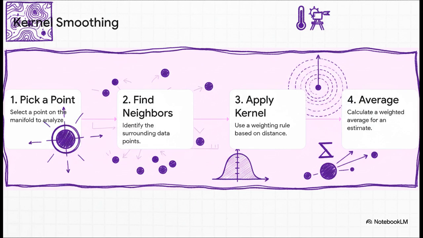Let me give you an analogy. Imagine you want to estimate the temperature at an exact spot on a map. You wouldn't just use the single closest weather station, would you? Of course not. You'd look at several stations nearby, and you'd probably give more weight or more importance to the ones that are closer. Kernel smoothing does exactly that, but for data. It picks a point, looks at its neighbors, applies a special weighting rule based on distance, and then calculates a weighted average. And that process, repeated over and over, smooths out our picture of that hidden surface.